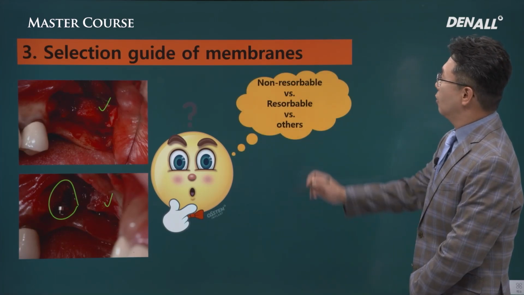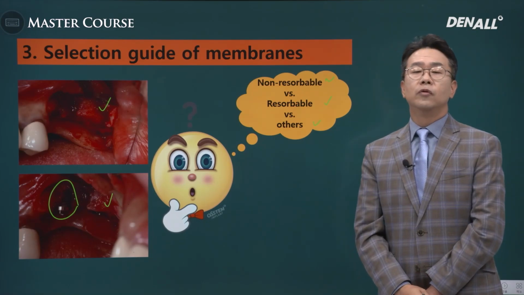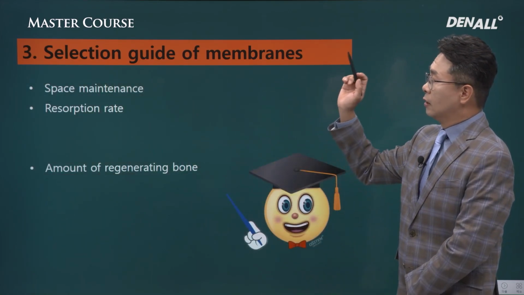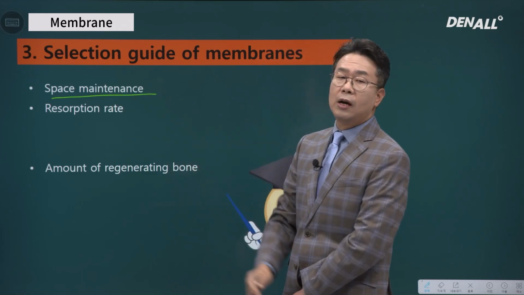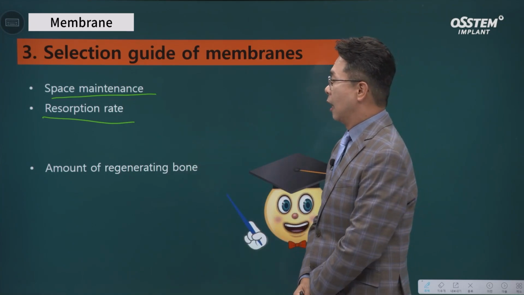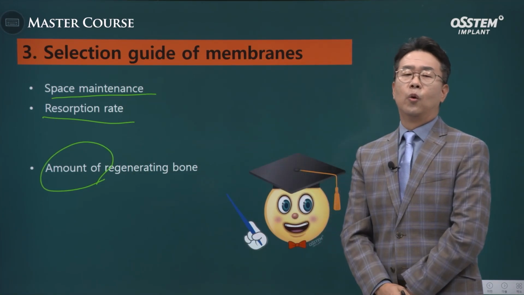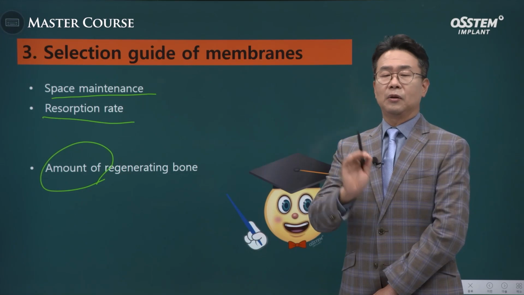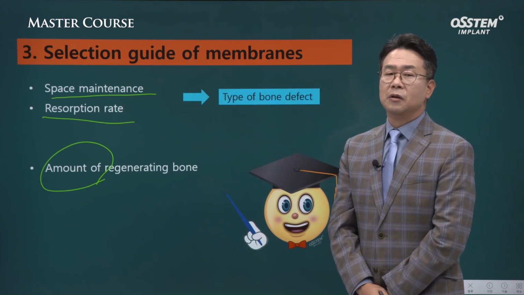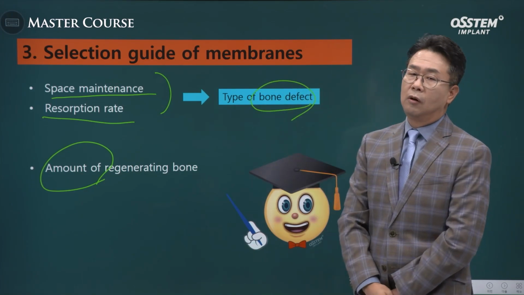In the beginning, you need to choose whether you're going to use non-resorbable or resorbable or another kind of treatment modality. You need to have a set of criteria as you approach clinical cases. The most important thing, as I mentioned, is that you need to consider how much space maintenance is necessary, and also the resorption rate should be considered along with the amount of bone regeneration required. We need to think of this aspect and choose materials accordingly.